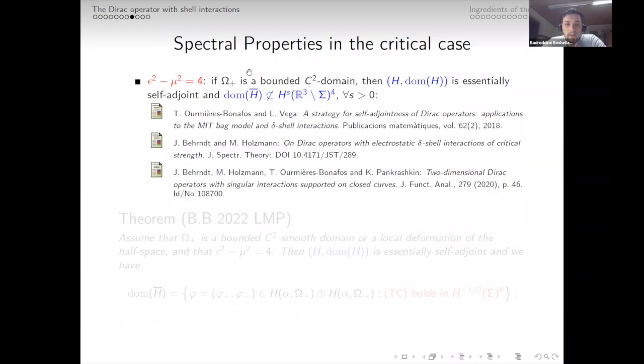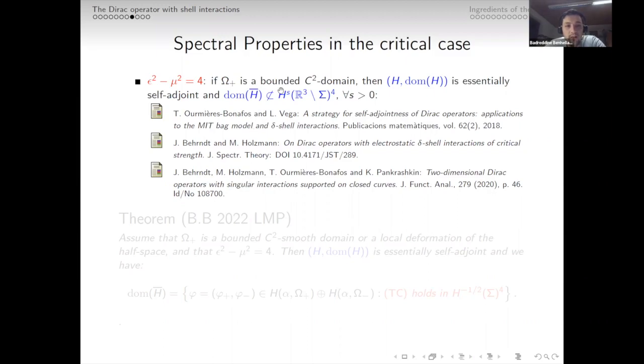In this situation, for a C2 smooth domain, it was shown for the purely electrostatic case by Ourmières-Bonafos, Vega, Behrndt, and Holzmann, that the restriction of this operator to H1 is essentially self-adjoint. So it is self-adjoint in L2. However, the domain is not included in any Sobolev space. So remember what I said just before: if we have any Sobolev regularity, then we would have just finite spectrum in the gap. So here we start with something stranger.